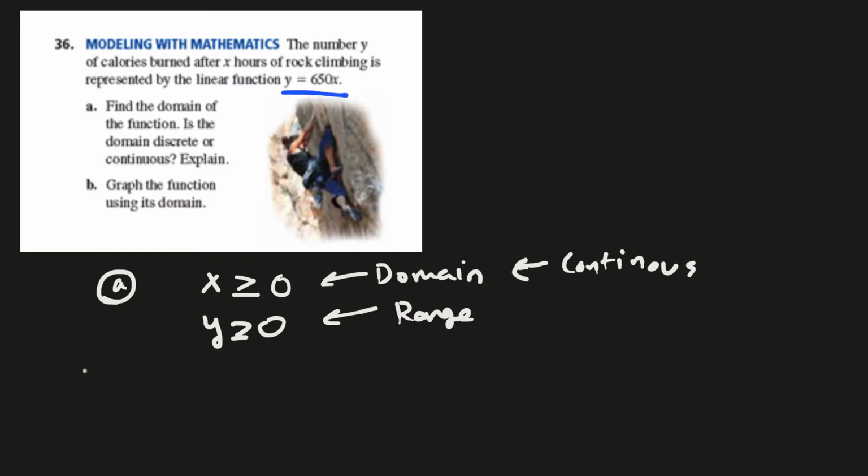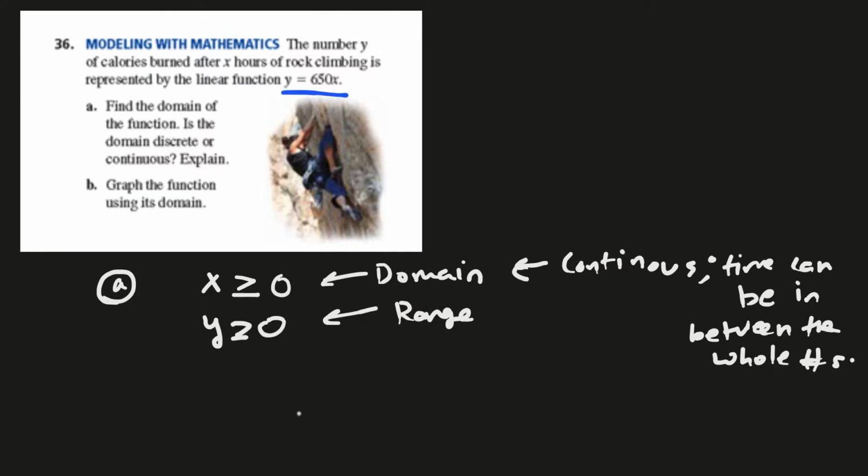Okay, let's look at part B here. And we have to explain, right? So time can be in between the whole numbers. I'll just say in between the whole numbers. That's what it means.